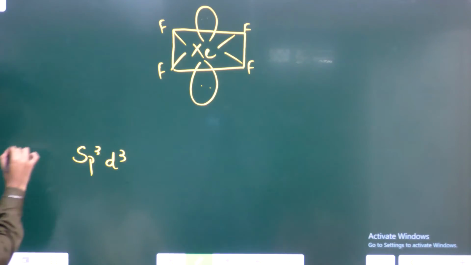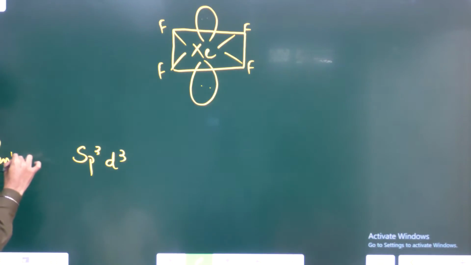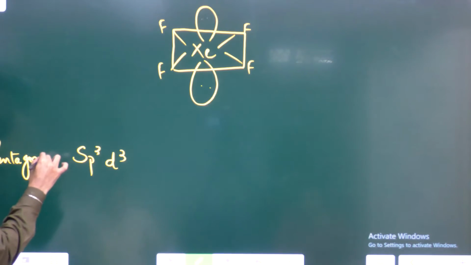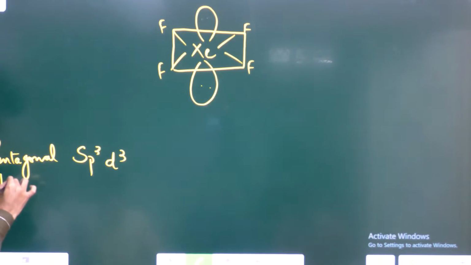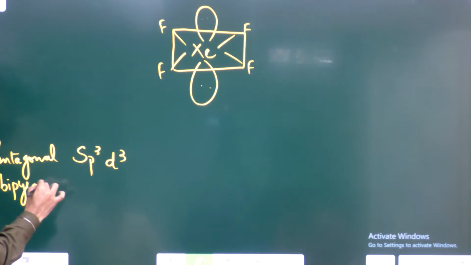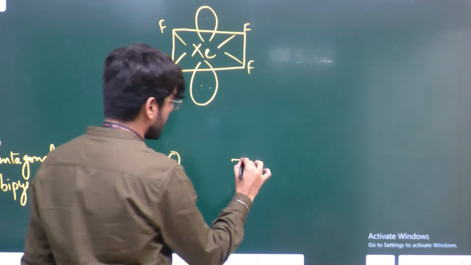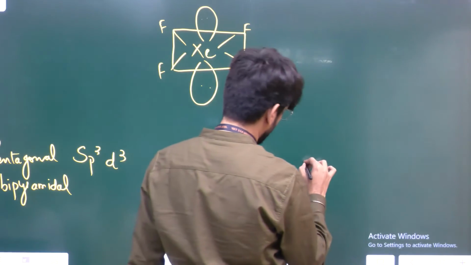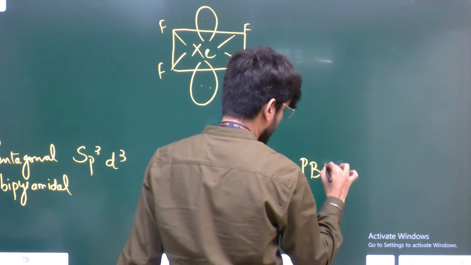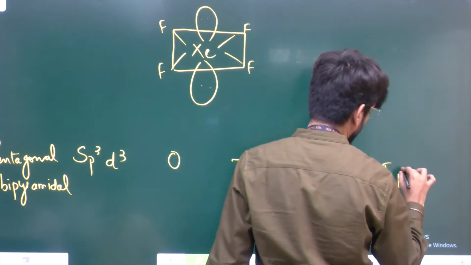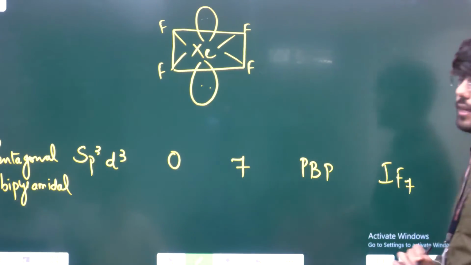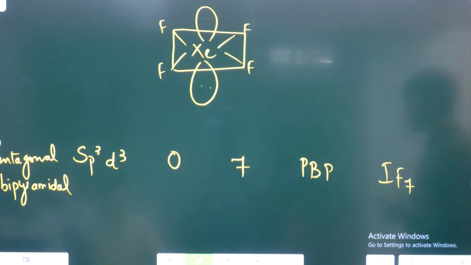sp3d3, which is pentagonal bipyramidal. Zero lone pair, 7 bond pairs. It is also PBP. An example is IF7. Is it clear? Yes, sir.